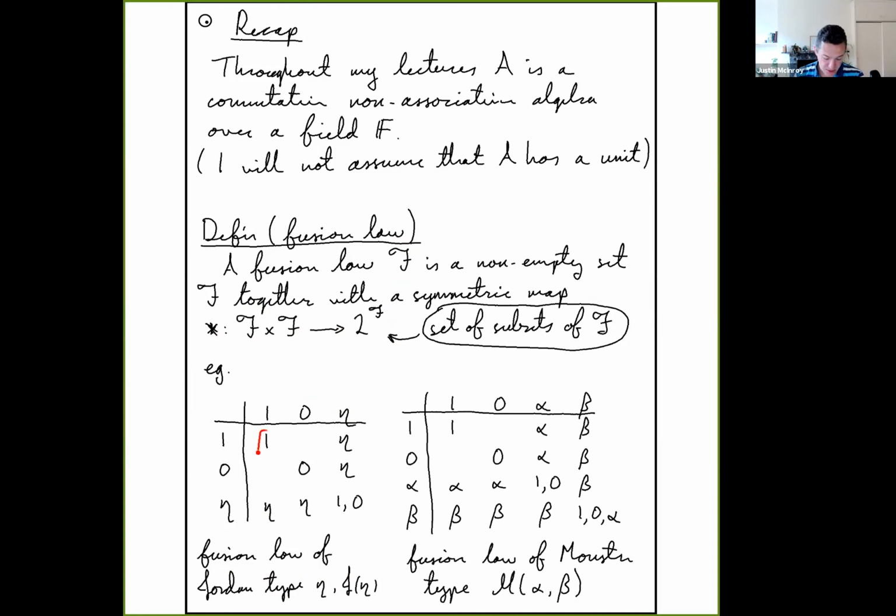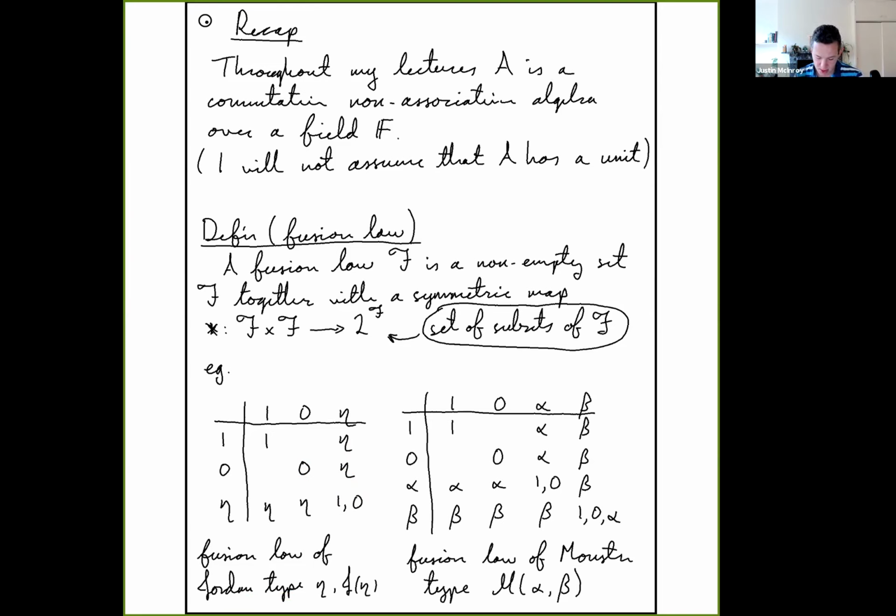If you remember from last time, my convention for these tables is that I'm not writing the brackets. So 1, 0 here means the set which contains 1, 0, eta means the set which contains eta, and so on. And when I write just an empty gap, an empty space, that means the empty set. So the empty set is really different from the set which contains 0. So that's one of my examples, this fusion law of Jordan type eta.